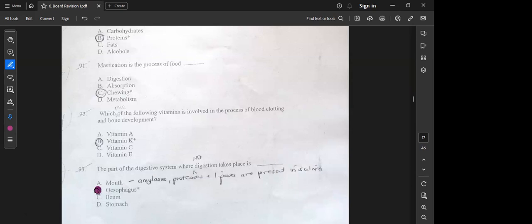Which of the following vitamins is involved in the process of blood clotting and bone development? A, K, C, E. By elimination, I'd have gone with K because of the blood clotting part. What's the function of the other vitamins, the A, the C, and the E? Can you do an overview of digestion, GIT physiology? Yes, we can. First, tell us what's the function of vitamin A, or the scientific or chemical name.